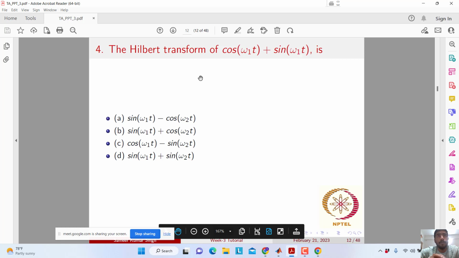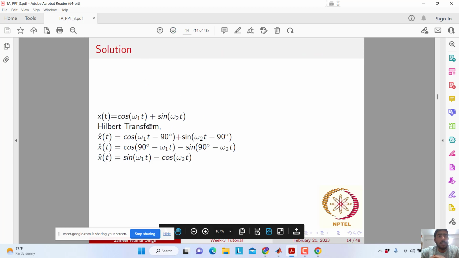Okay, we will go for the solution. The answer is part A, and that is the explanation. Actually, in the Hilbert transform, we do a shifting of 90 degrees in the given signal. So x(t) is given as cos omega 1t plus sin omega 2t. We shift all the given signal, and the notation is x hat (t). So there we did a shifting of minus 90 degrees in the first term. Similarly, we did a 90-degree shifting in the sine in the second term.